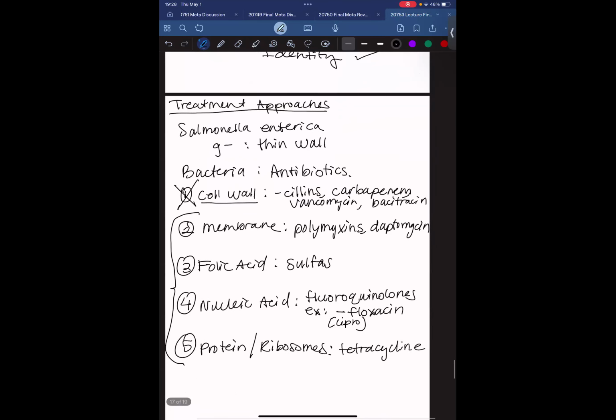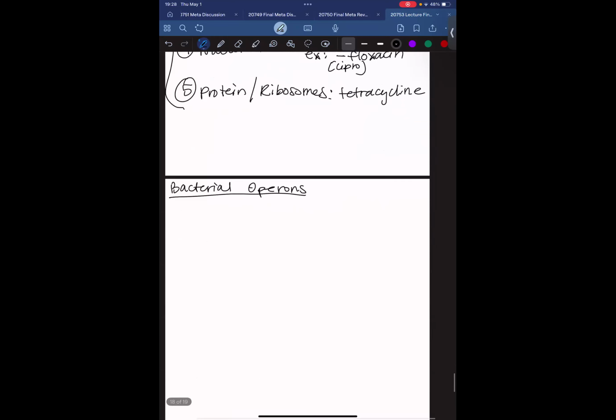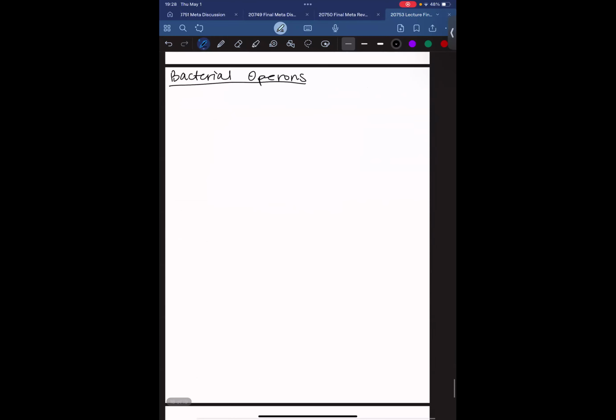Any questions about this stuff? All right. We're going to go on to operons. Man, has it been a while. You guys remember bacterial operons? Right. So an operon is a set of genes all regulated by the same promoter and operator.